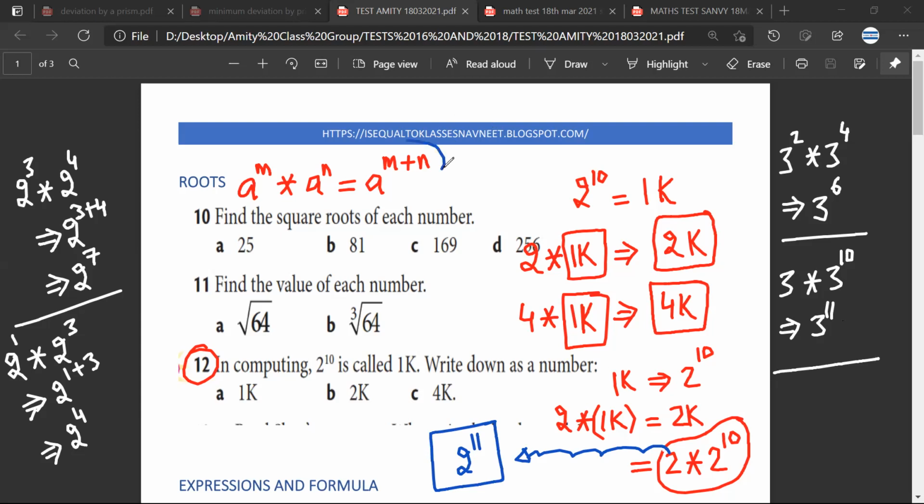Have you noted this down? Yes. This is one of the very confusing topics, especially for kids who are in 7th or 8th class. This becomes very confusing.